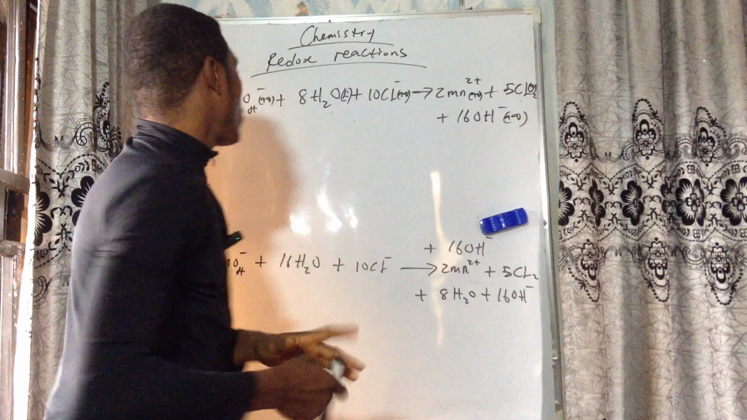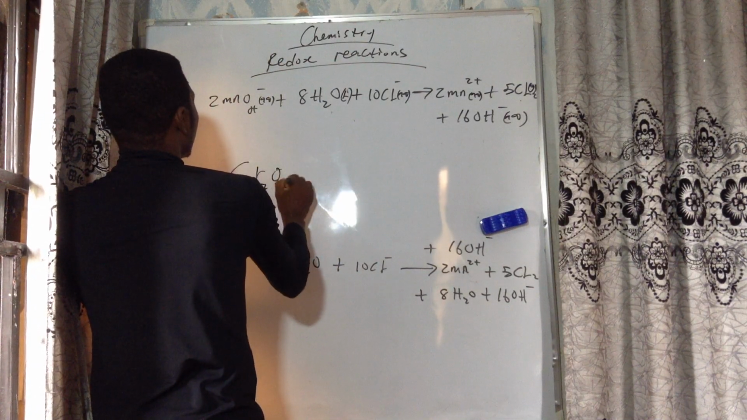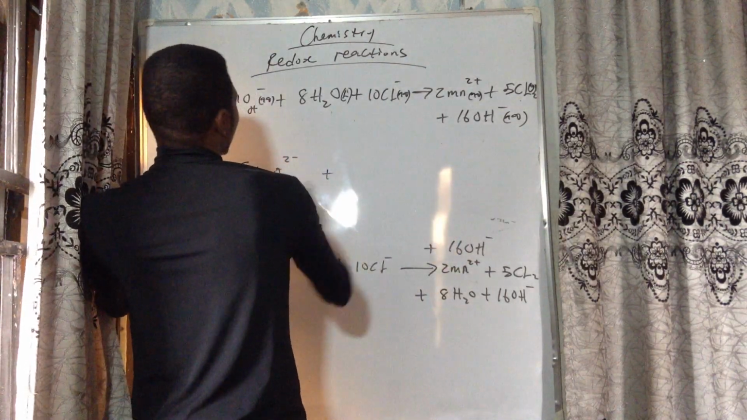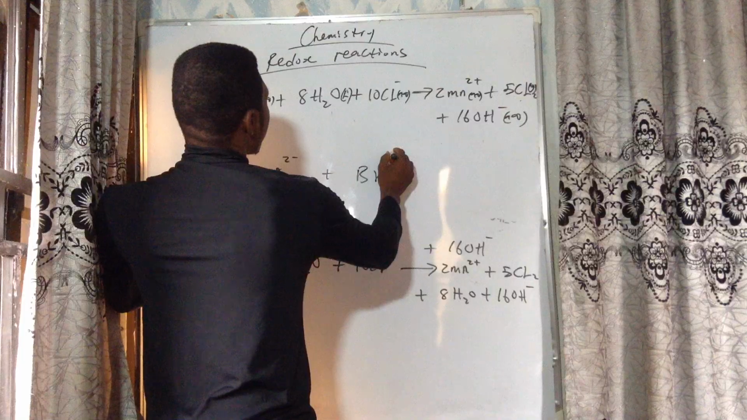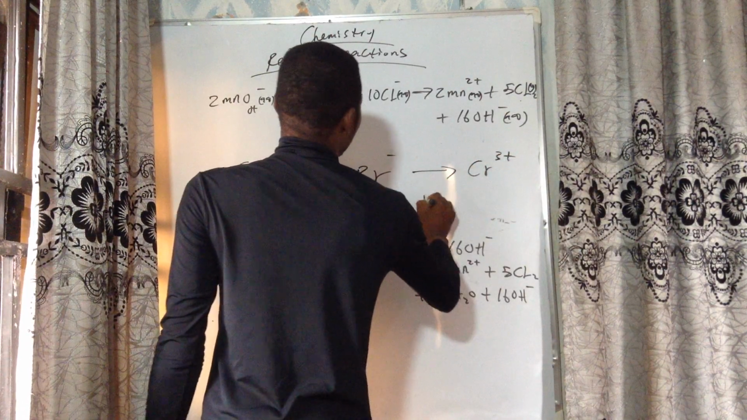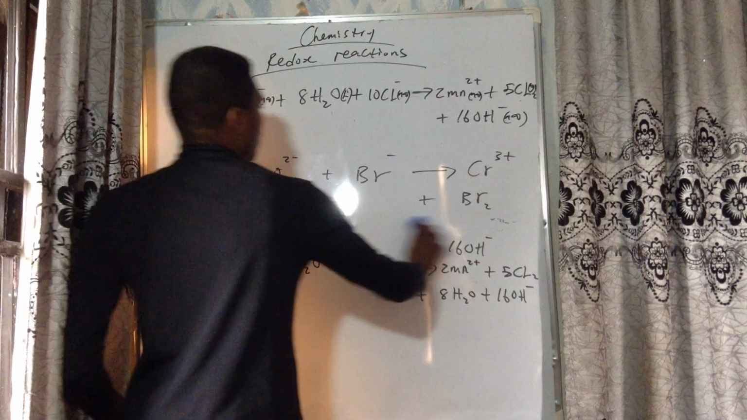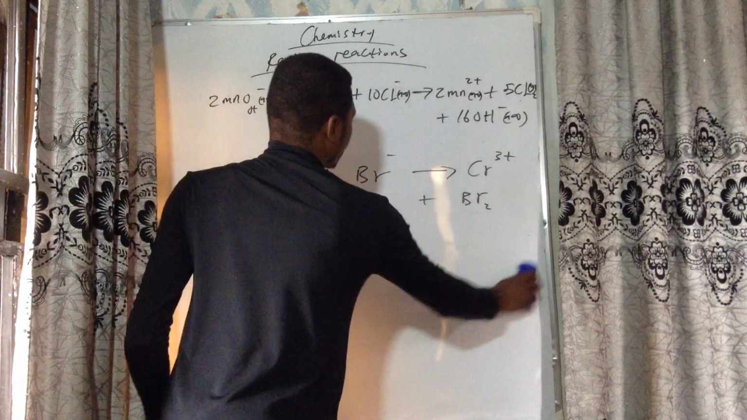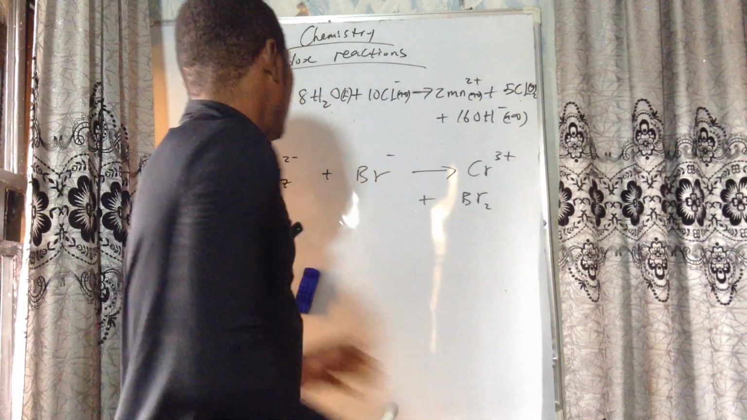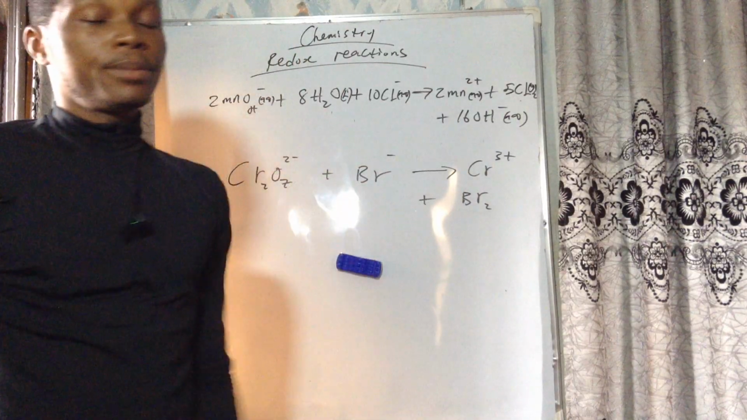So why don't you try this one? Cr2O7 2- plus Br-, giving us Cr3+ plus Br2. Balance the redox reaction. Balance it and show me what you got in the comments. Okay, show me what you got. It's easy to do.